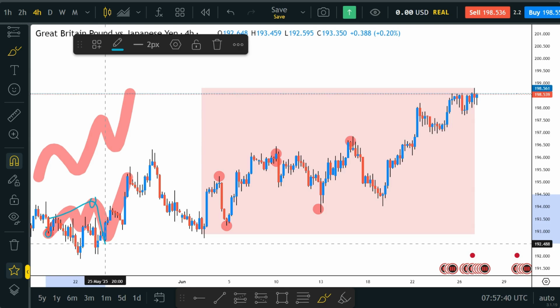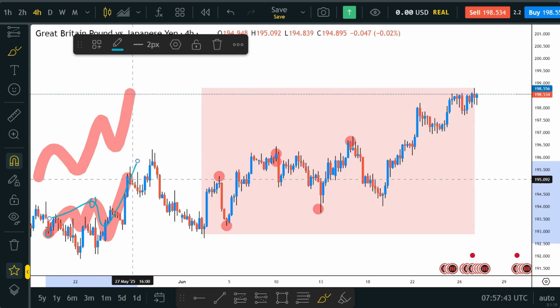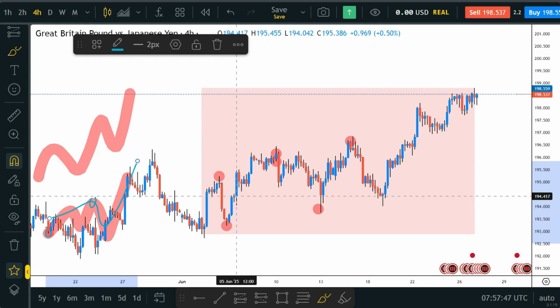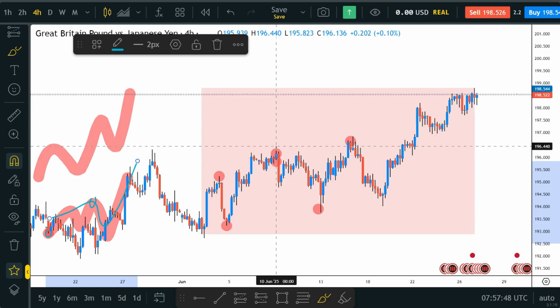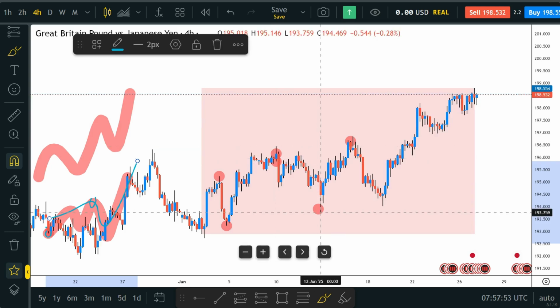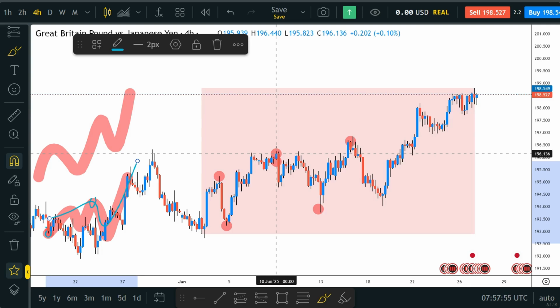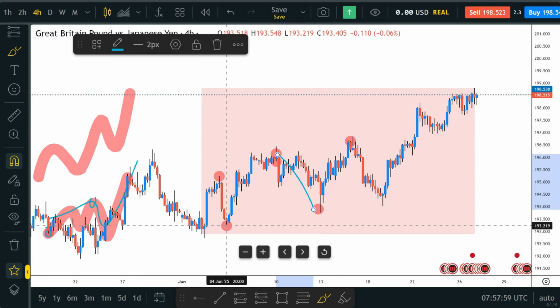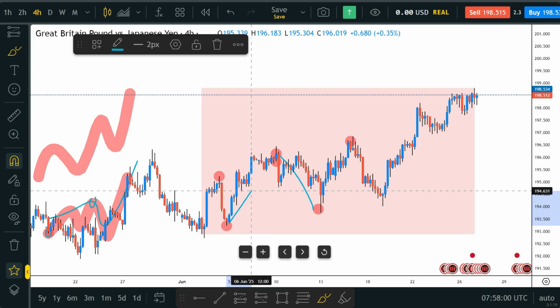Then you can see that this was the high. We couldn't use this one as a low, but this one is the low, because this one is the highest point and this one is the lowest point. And as you can see here, from this place till here, the market was trending to the upside.